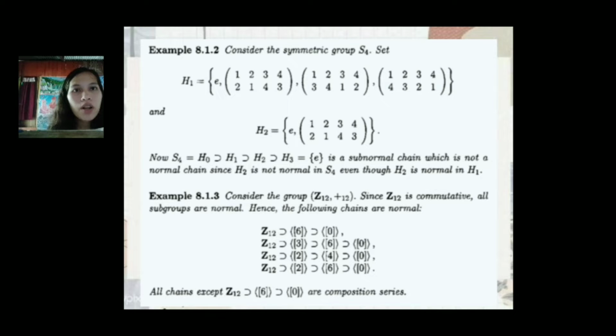Now, S_4 = H_0 ⊋ H_1 ⊋ H_2 ⊋ H_3 = {e} is a subnormal chain which is not a normal chain, since H_2 is not normal in S_4 even though H_2 is normal in H_1.